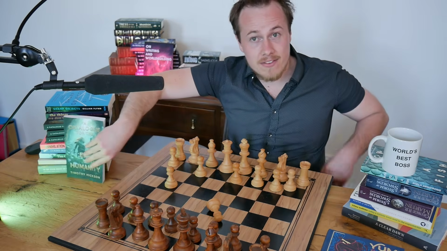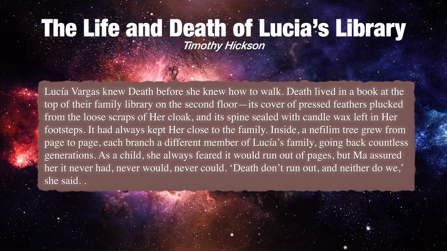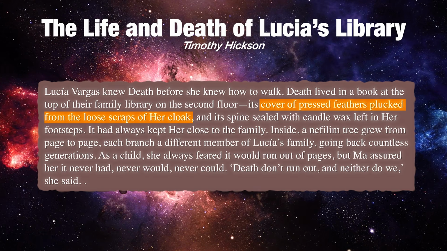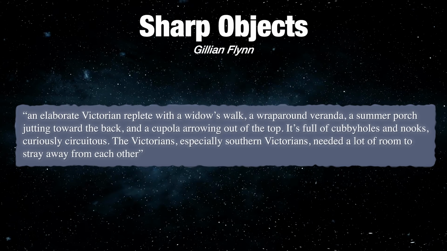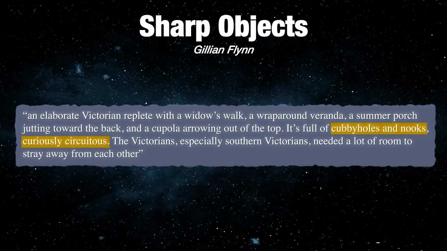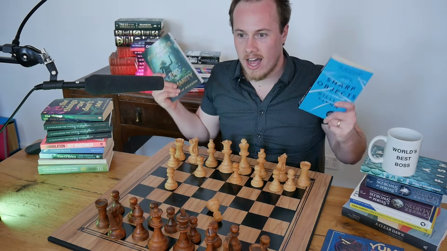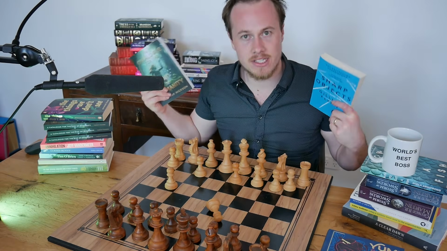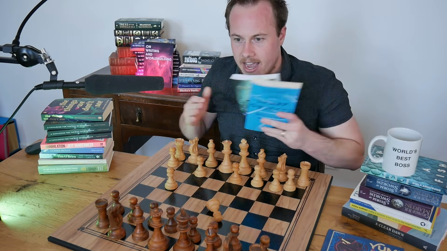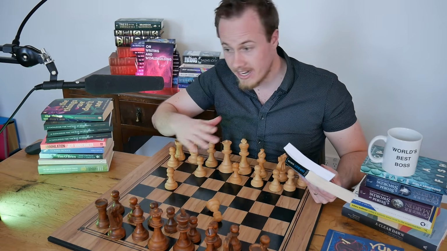In my story, The Life and Death of Lucia's Library, I didn't just describe a dark book, but one with a cover of pressed feathers plucked from the loose scraps of Death's cloak. Flynn doesn't just describe an old, large Victorian house, but one full of cubbyholes and nooks, curiously circuitous. Specificity allows you to craft the feeling, experience, atmosphere of a place, an object, a person that you want. Right? And when each scene has a specific intention, you've got to keep that in mind when you're setting it.